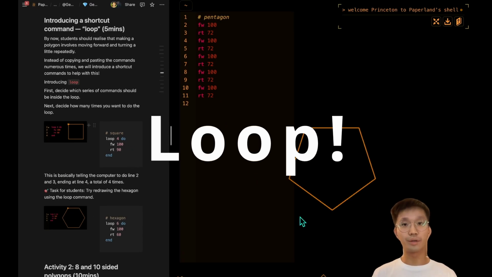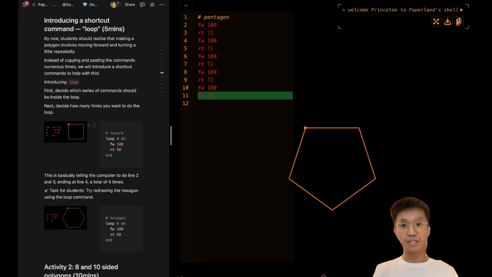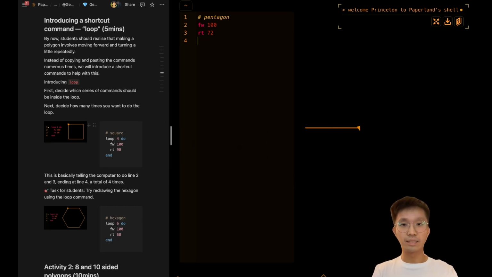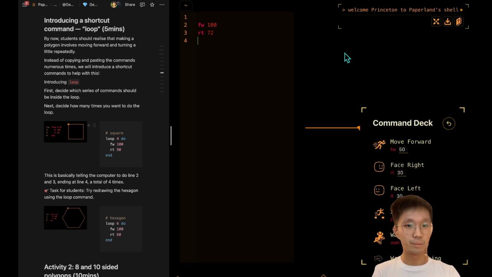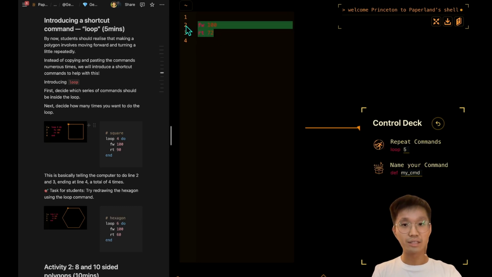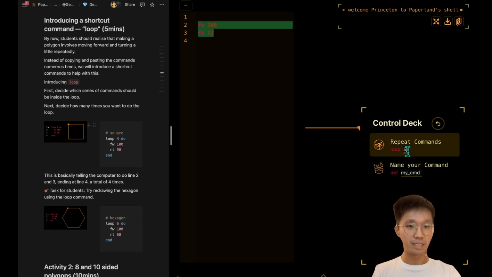Before starting on activity 2, we'll introduce a little trick to help reduce the number of lines of code they have to write for drawing the polygons. At this point, they should notice that the polygons are basically just 2 basic commands repeated over and over again. Instead of copying and pasting this multiple times, you could open up the command deck, highlight these 2 commands, and indicate that you want to repeat this 5 times and click this.